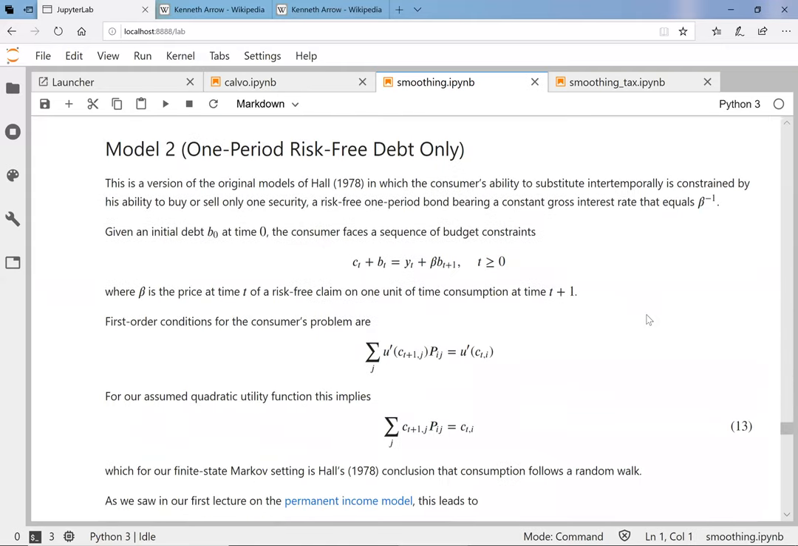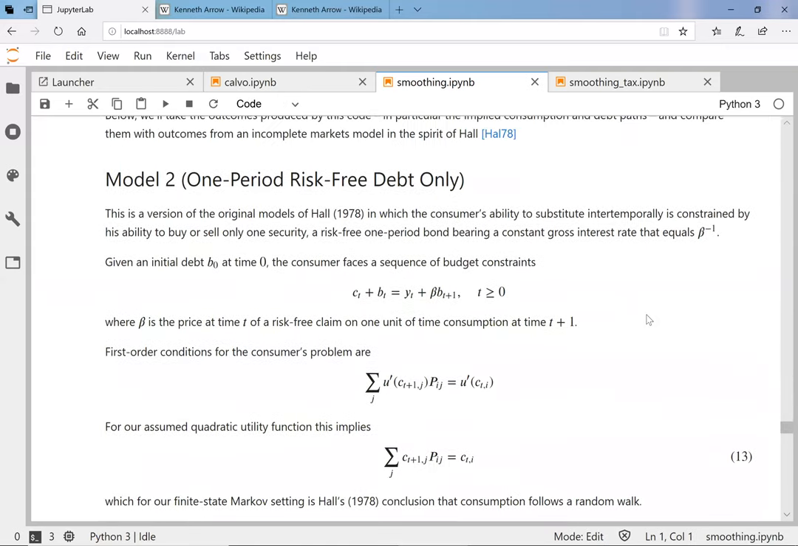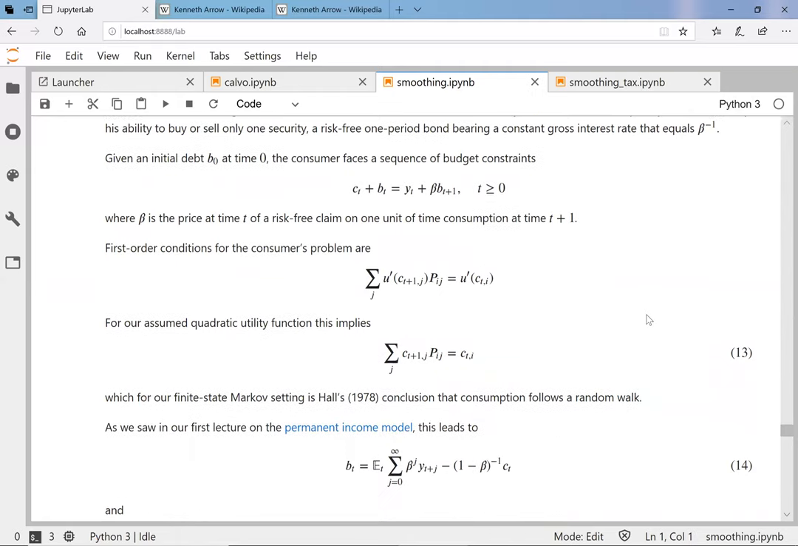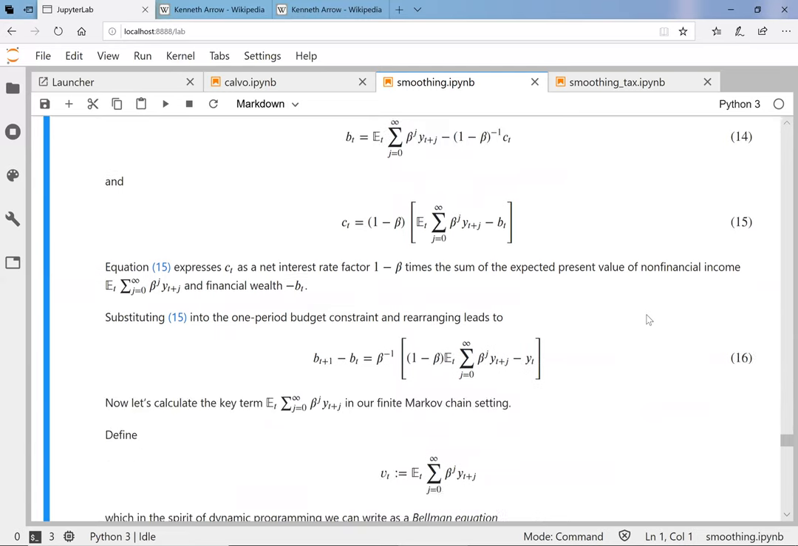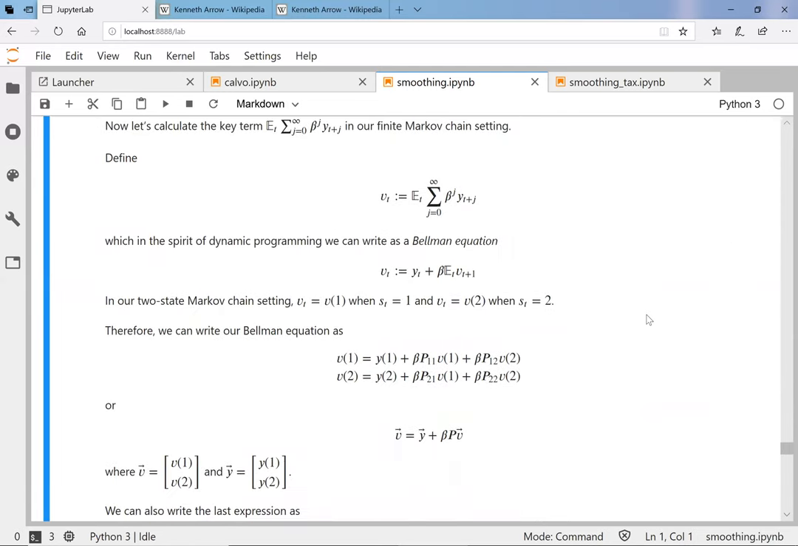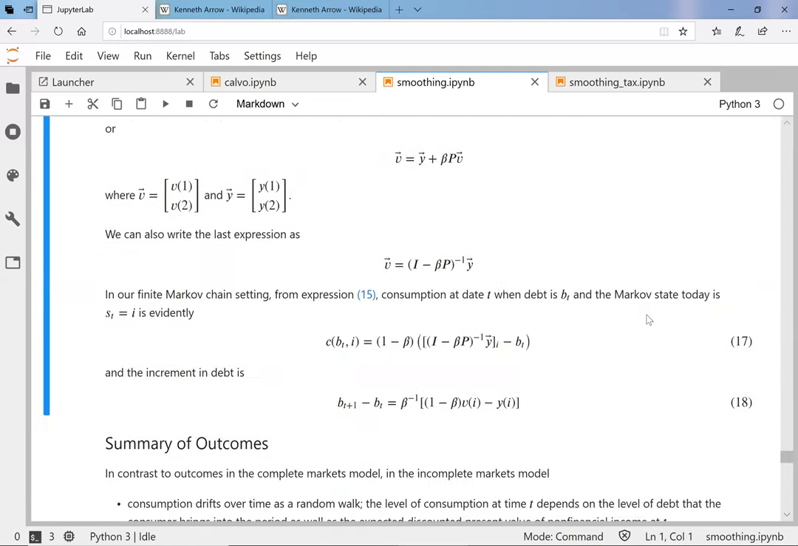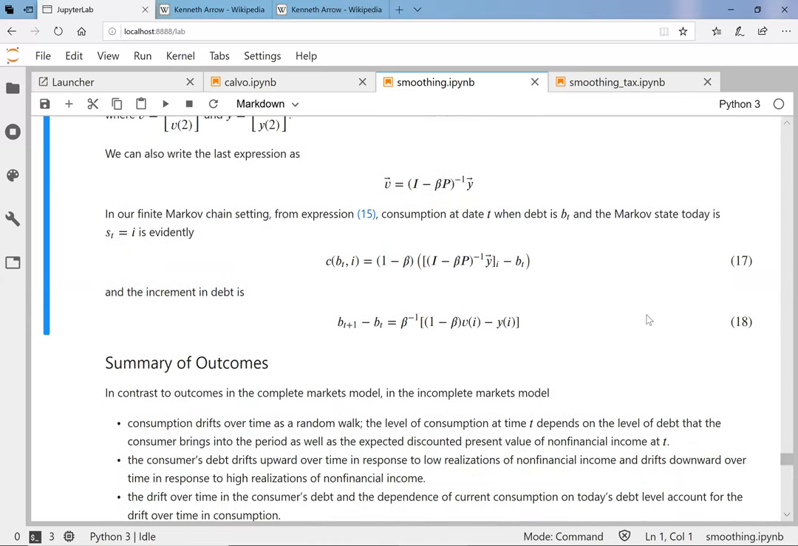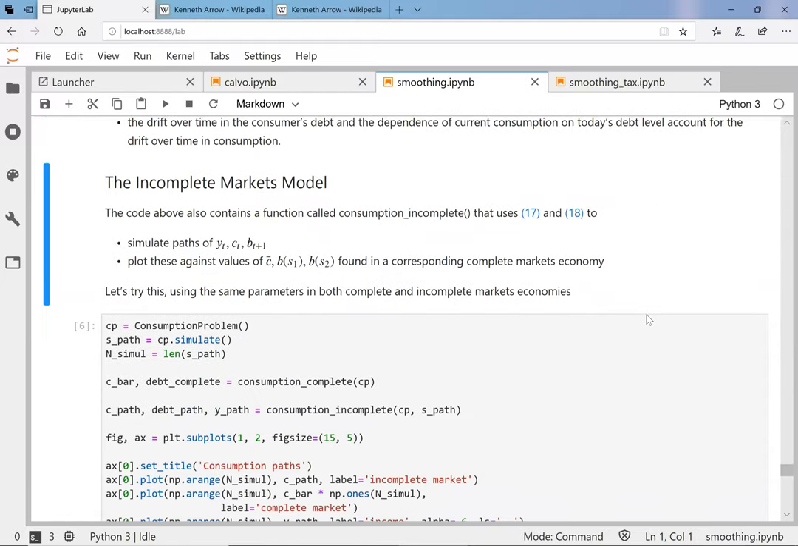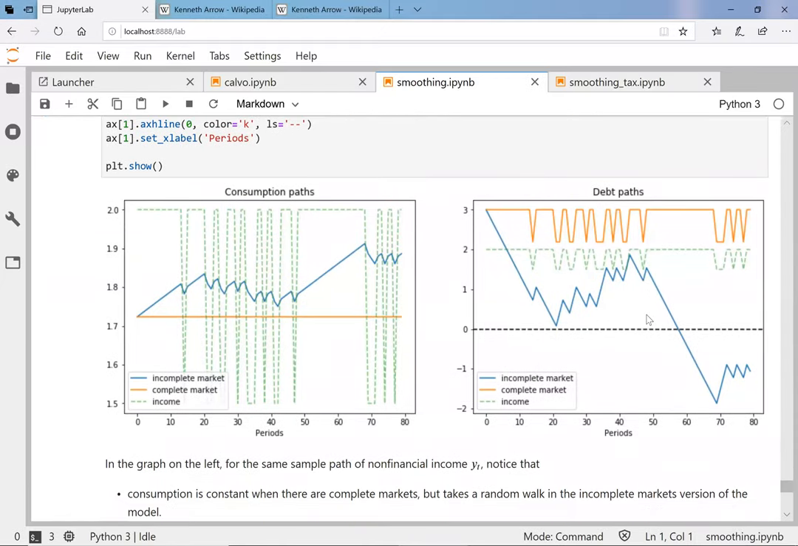There's code that does the complete markets version and the incomplete markets version, and all this code has a very nice, simple structure. Okay, so here's what happens. What we lead up to is graphs that look like this.